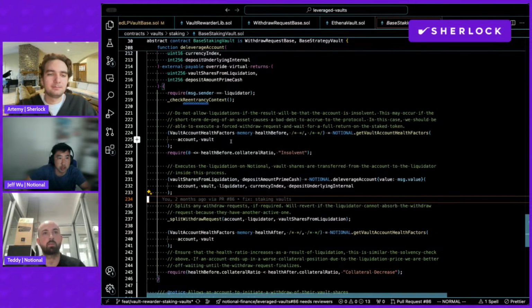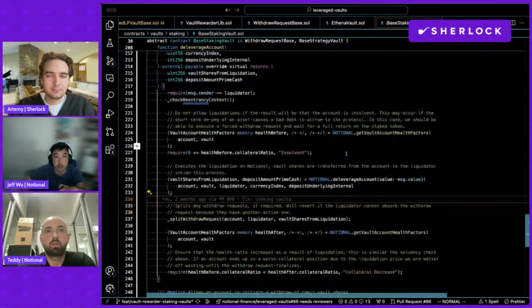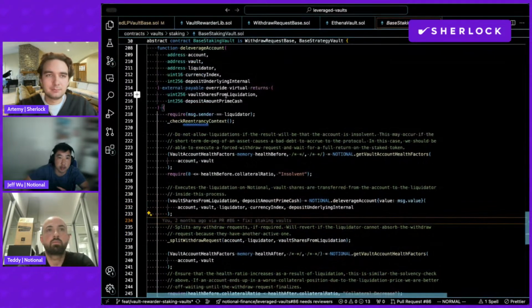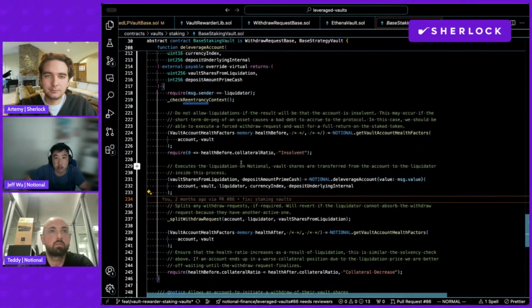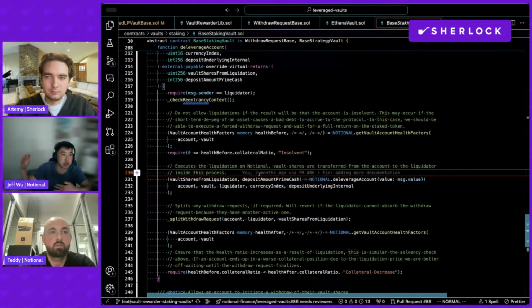Yeah, okay, so I just wanted to share this snippet of code. This is inside the base staking vault strategy, and this is what Teddy was just mentioning. So in this deleverage account call, we're proxying it, and we're doing a couple checks here. We're checking that they're not insolvent, and we're also checking that as a result of liquidation, their collateral ratio is increasing, right? So it's not enough to check that they're insolvent. It may be that the liquidation puts them into insolvency.